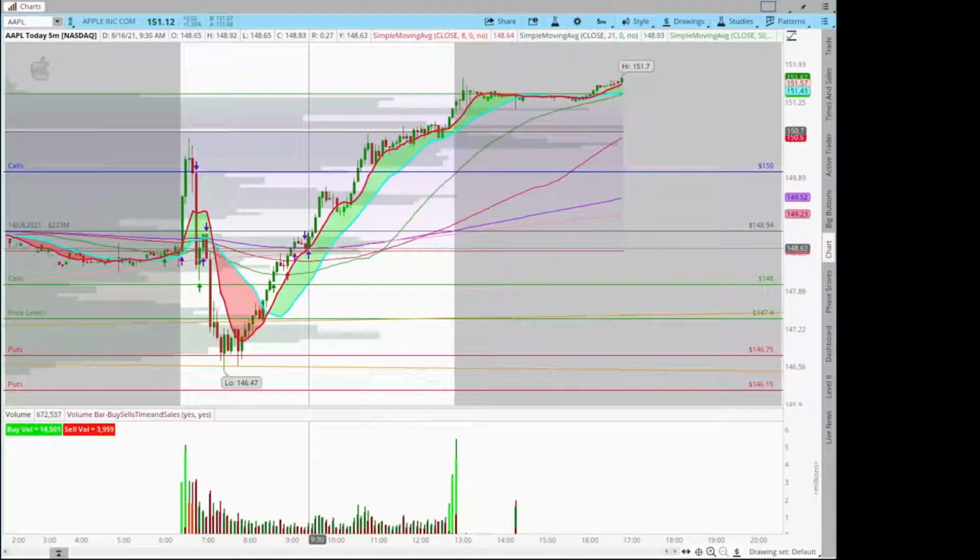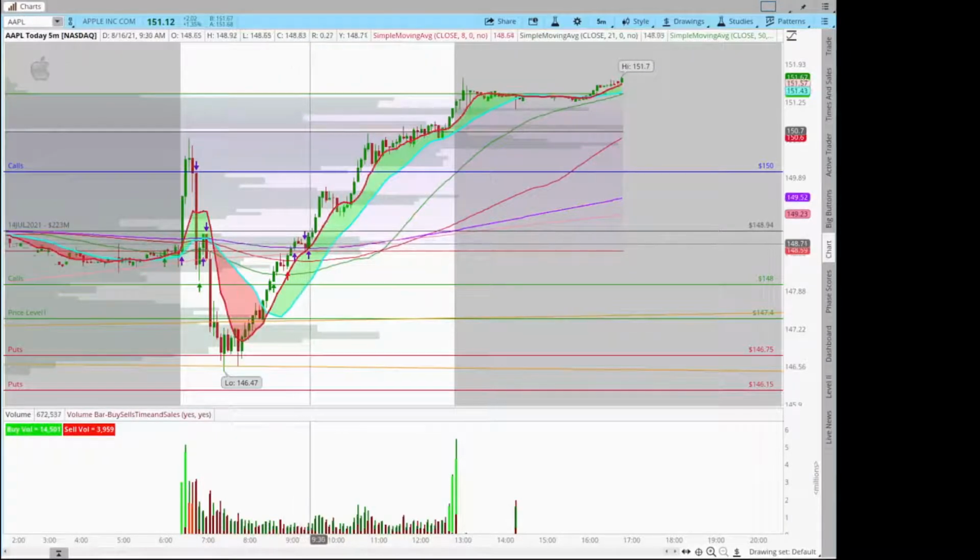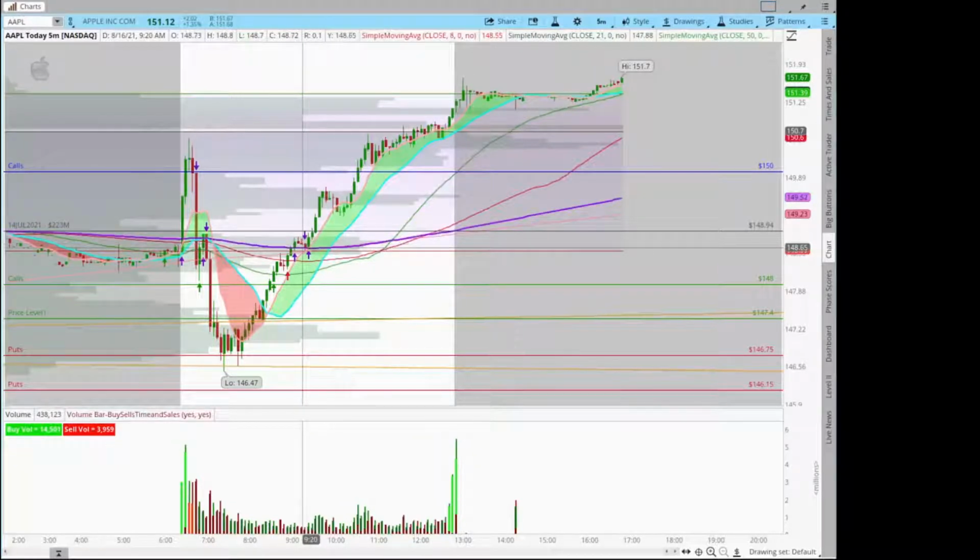Comes back down, tests that 200 MA, and then the next candle finally breaks the upper wick of the candles that closed over the 200 MA. So basically what you're looking for is a candle close on the 5 minute over the MA that is on top. It can be any of the three.